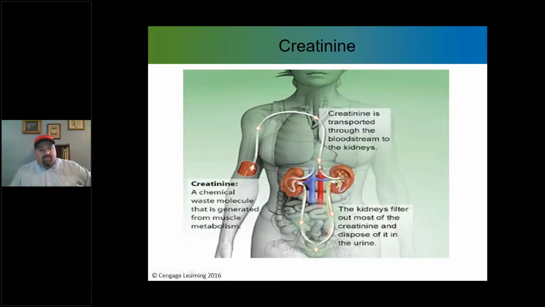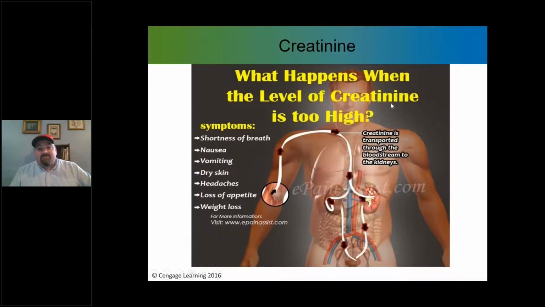So creatinine, right, is a chemical waste molecule generated from muscle metabolism, okay? Creatinine is transported through the bloodstream to the kidneys. The kidneys are going to filter out most of the creatinine and dispose of it in the urine. If we have too high levels of this, right? So things can happen, folks. Shortness of breath, nausea, vomiting, dry skin, headaches, loss of appetite, weight loss.